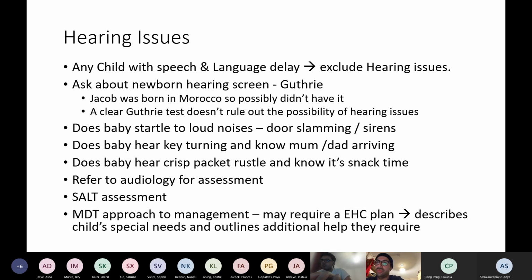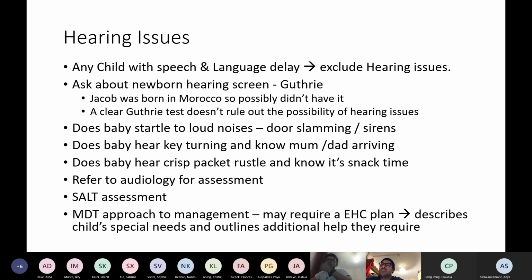However, the Guthrie test doesn't rule out the possibility of hearing issues. Okay, so we can go over newborn screening another time, but the Guthrie test is definitely one that you should know about. They also test their hearing when they're born.